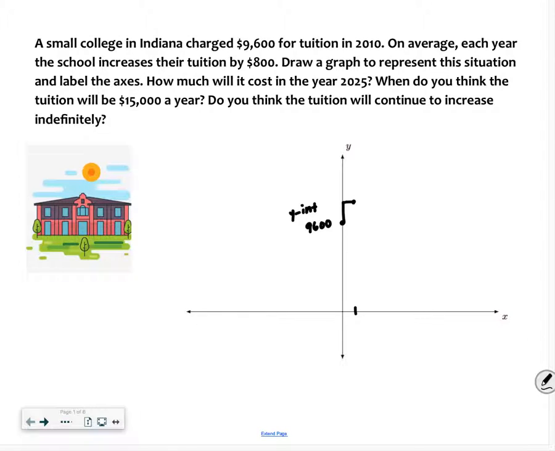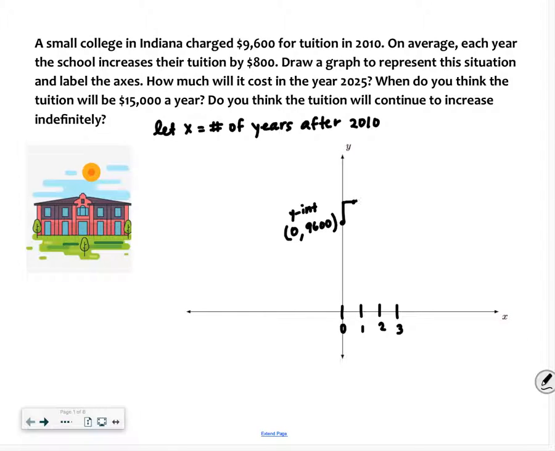So down here I'm going to have after 1 year, after 2 years, after 3 years, and so on. But I want to be careful with that. In this problem, I am saying after 2010, so I need to do a let statement. Let x equal the number of years after 2010. So that makes sense that at our y-intercept, which is actually a point, it's at time 0, we had a y value of 9,600. So this is time 0, this is time 1, time 2, time 3, and so on.